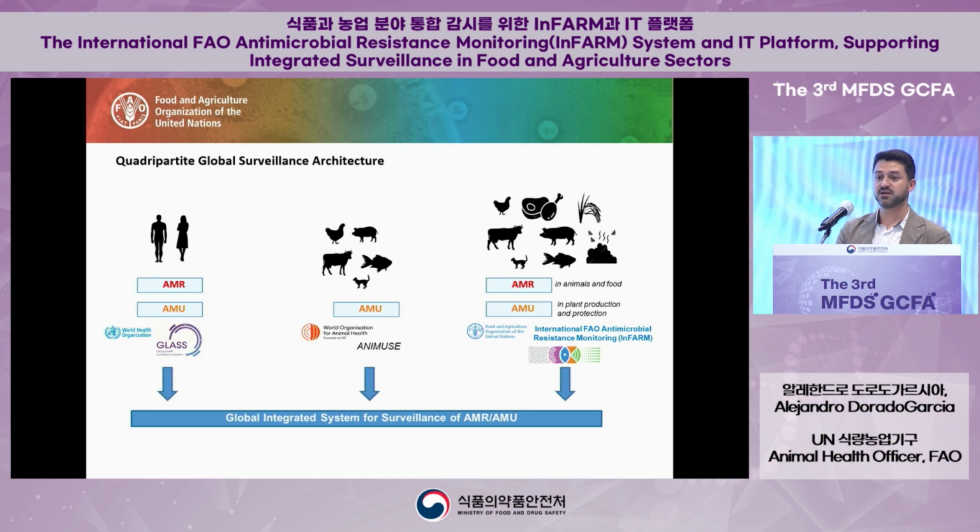We also have the Animus platform. Our colleague Nahoko was explaining also on the Animus platform, is collecting antimicrobial use in terrestrial and aquatic animals. And this information is also going to be gathered under this GISA platform. And under the responsibility of FAO, we have antimicrobial resistance in animals and food, and antimicrobial use in plant production and protection. And this is what we are going to be collecting through the International FAO Antimicrobial Resistance Monitoring Data Platform, the InFARM.